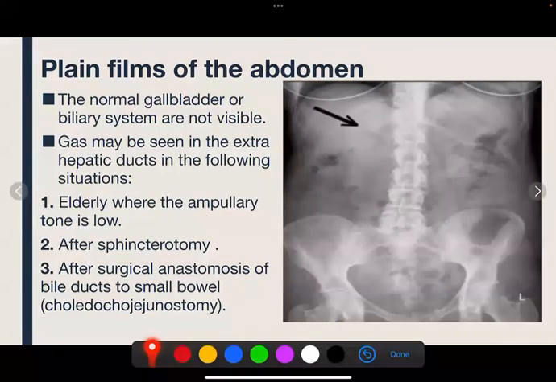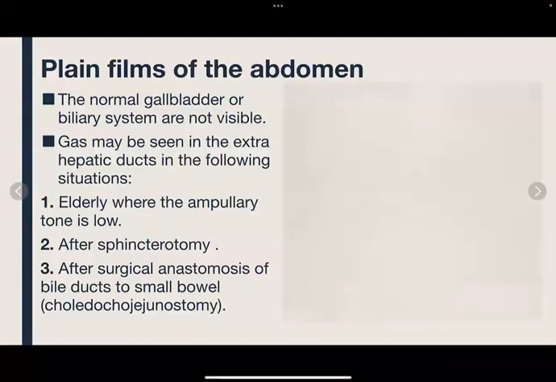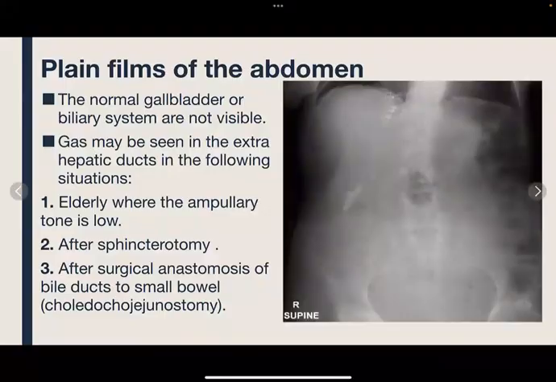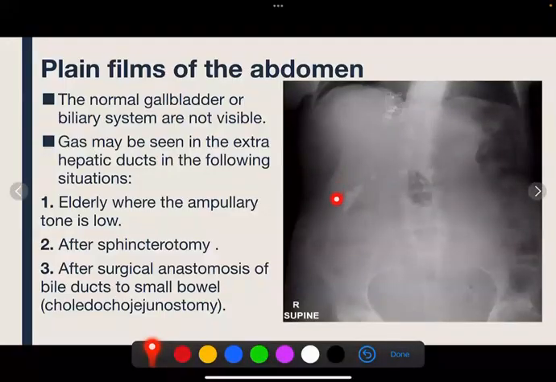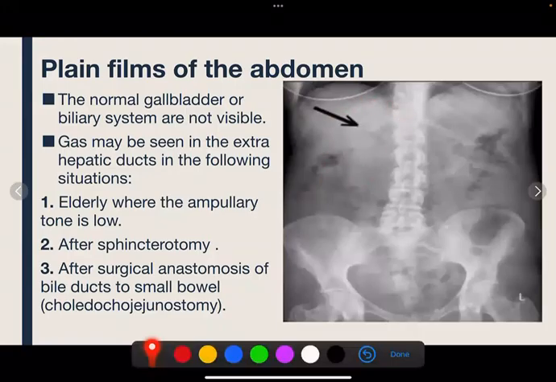As we can see here, these are gallstones within the gallbladder. Here we can see pneumobilia, which is central gas seen inside the biliary tree. This is usually pathological, except in certain conditions where it can be considered normal.